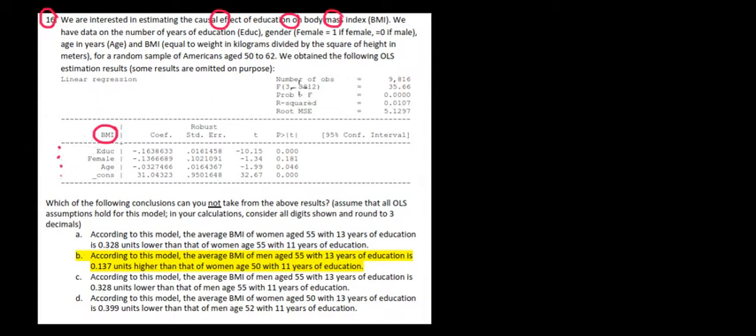We also can see here that the joint effect of these variables, so the p-value of the F-test on joint significance, is significant, so it's lower than the 5% significance level. Now, which of the following conclusions can you not take from the results?